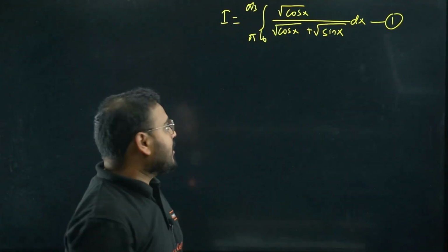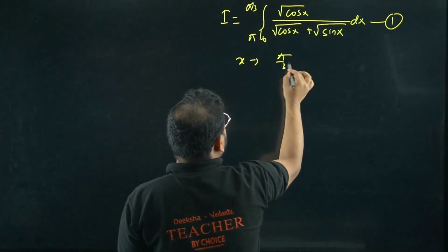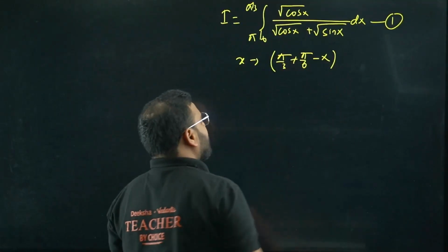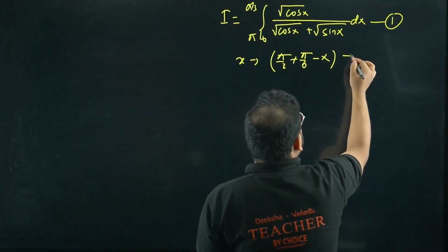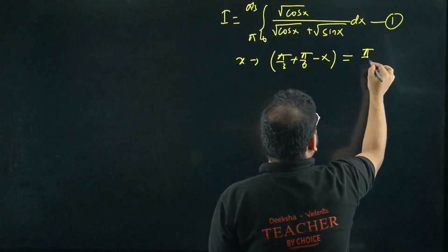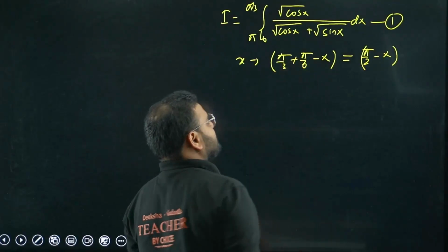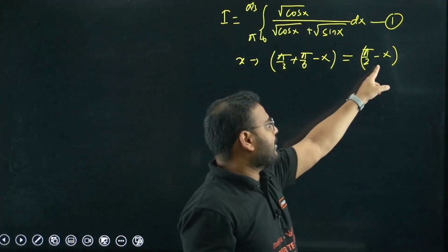Now what I'm going to do, replace this variable x by pi by 3 plus pi by 6 minus x. Pi by 3 plus pi by 6 minus x, same property. It'll become, please check, pi by 2 minus x. How come, sir? 30, 60. This is 30, this is 60. 30, 60 means 90 only, no? So pi by 2 minus x.